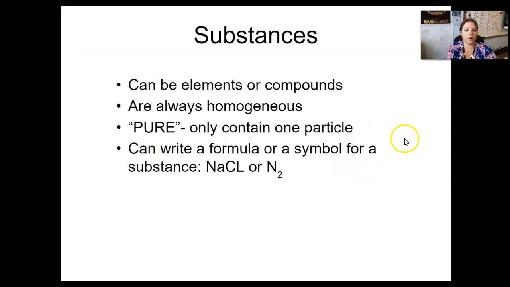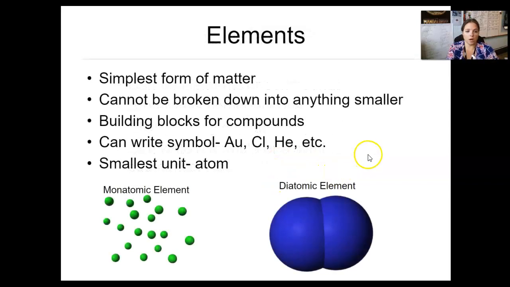And you can write a formula or a symbol for a substance, like NaCl, that's salt, that's sodium and chlorine, or N2, dinitrogen, two nitrogens. All right, so elements, they're the simplest form of matter. They can't be broken down into anything smaller. That's it. You can't get any further. They're the building blocks for compounds. And you can write these symbols as like Au, which is gold, Cl, chlorine, He, helium, etc.